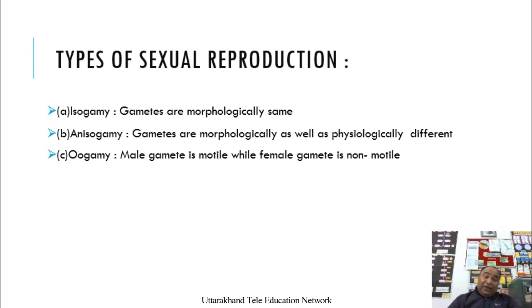The hierarchy of isogamy, anisogamy, and oogamy also shows the evolutionary point of view, especially in algae. Oogamy shows the developed stage of algae from the reproduction point of view.